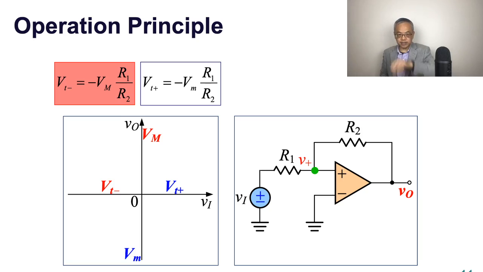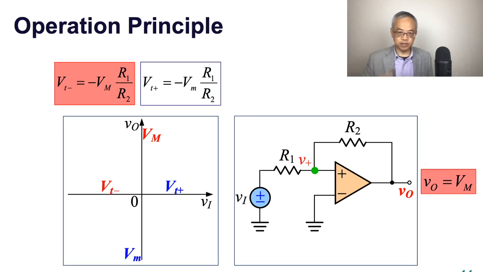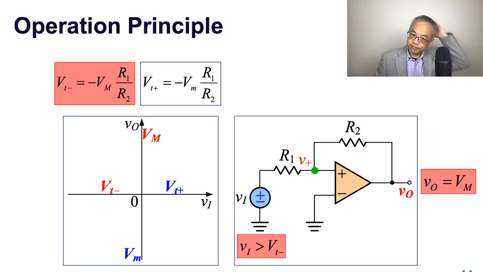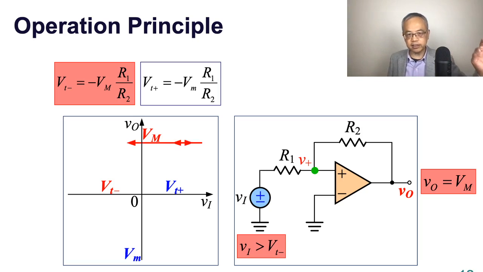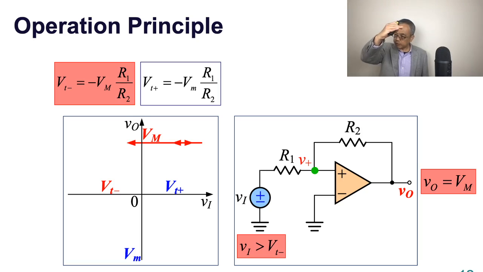So now we are in the rest state. Rest state, VO equals high. The reason you can stay at the high state, the rest state, is because V positive is greater than 0. It's because VI is higher than the red threshold voltage. So as long as VI is higher than the red threshold voltage, which is VT negative, this state can be maintained. So let's try to lower the VI.